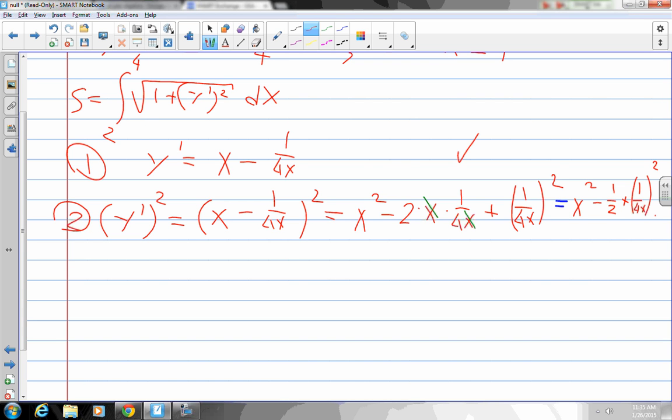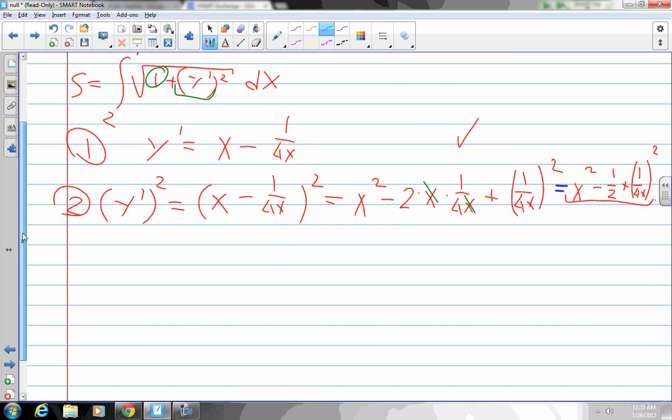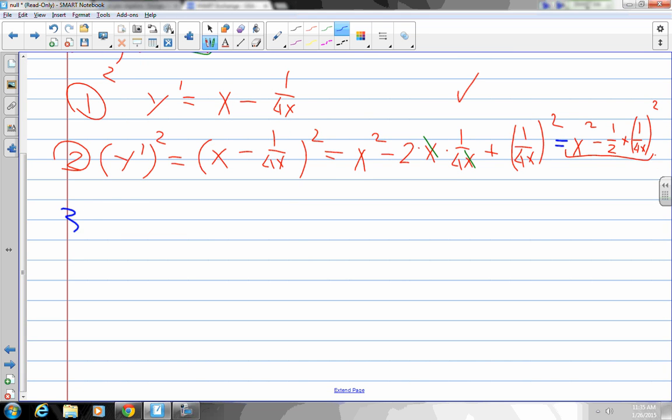So x squared minus a half plus 1 over 4x quantity squared. Is that okay? Keep this form in mind. That came from this; that used to be a perfect square at some point. So we got that. The next step would be to add 1. So we're going to have the third step: 1 plus y prime squared. So it is 1 plus whatever that thing was, x squared minus a half plus 1 over 4x squared.